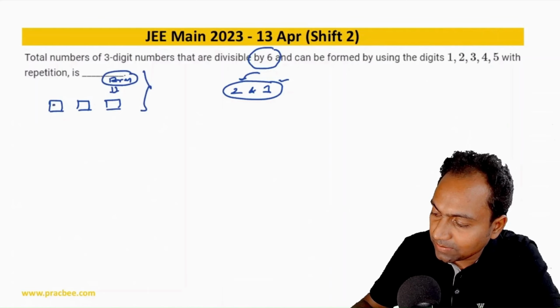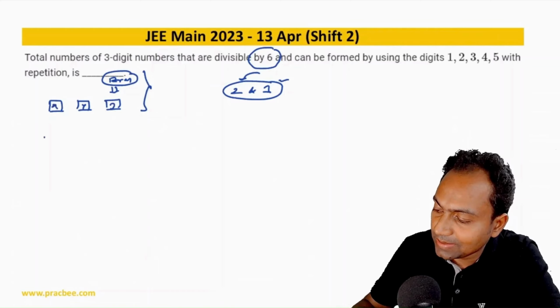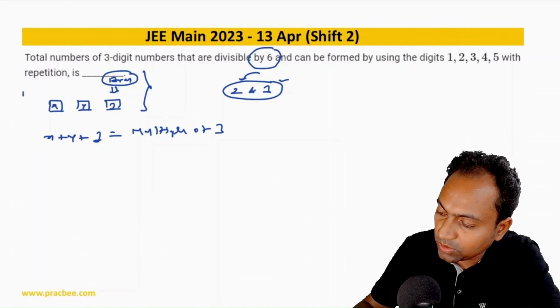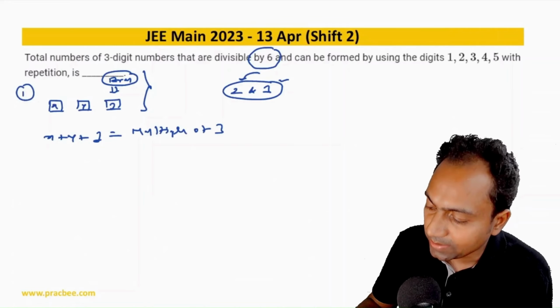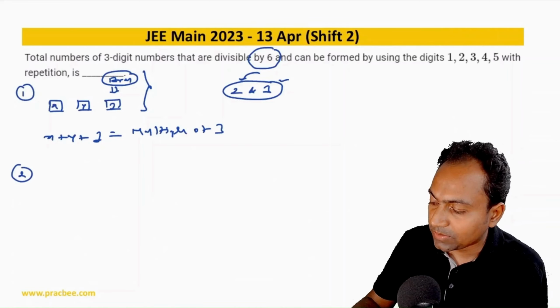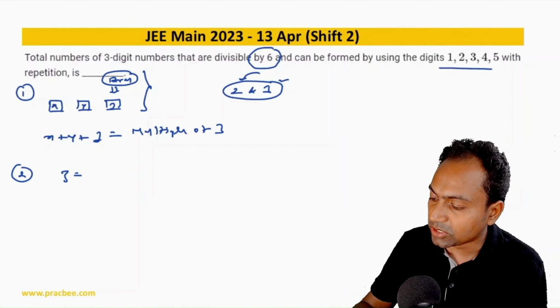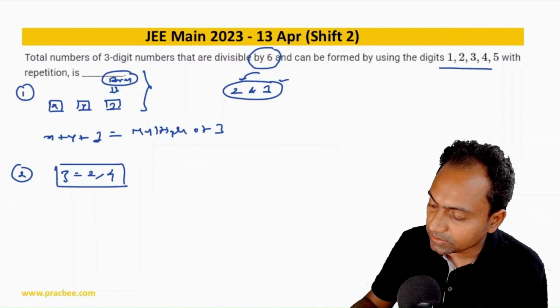And if I take these numbers as x, y and z, for being divisible by 3, x plus y plus z needs to be a multiple of 3. So we'll have to use both of these conditions simultaneously. This is the first part. If I try and do that, you can see the possible values of z can be only 2 or 4, because we need to make the number using these digits and repetition is allowed. These are the only 2 possible cases.